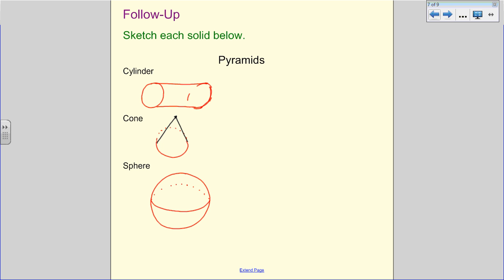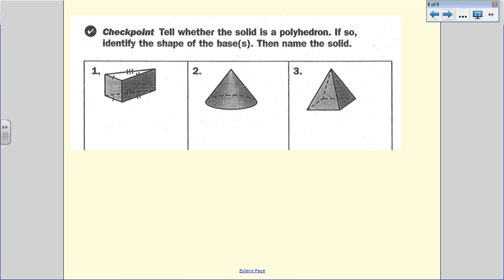Okay, so you guys got a couple to do on your own. Let's take a look at the checkpoints. Tell whether it's a polyhedron. If so, identify the shape of the base or bases, and then name the solid. So for number 1, I'm going to have you guys do this one on your own. You guys have some examples to look back at in your notes, so find that in your notes. Number 2, you guys should be able to find that in your notes, but think back to your definitions. Number 3, so this isn't on your own, you guys should be able to look back and name those, and then use your definition of a polyhedron. Number 3, we will do together.